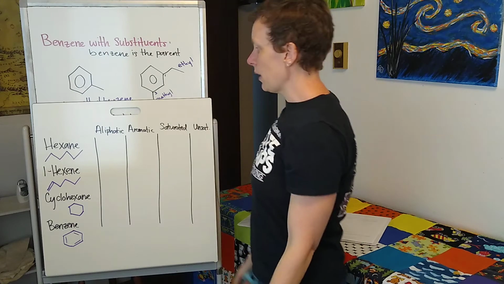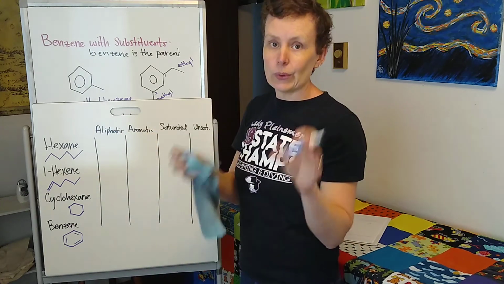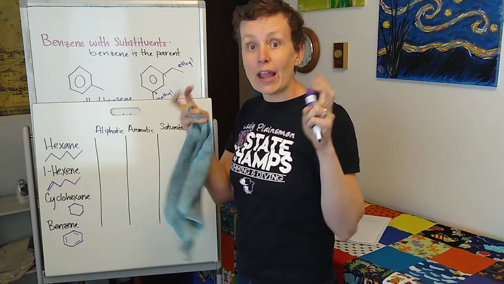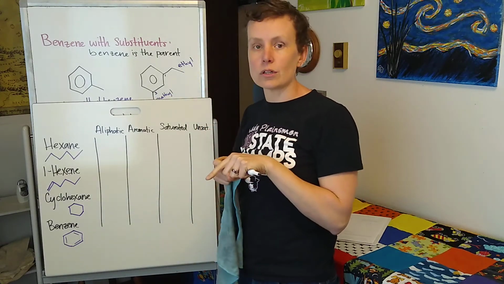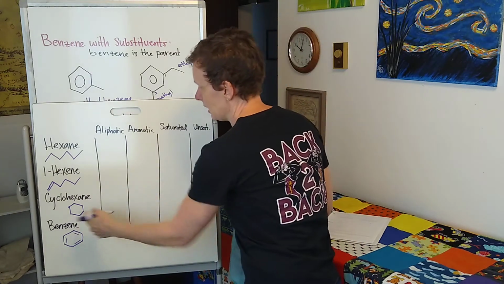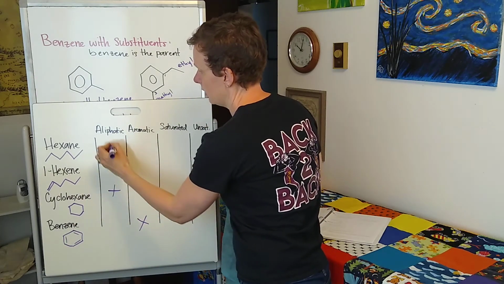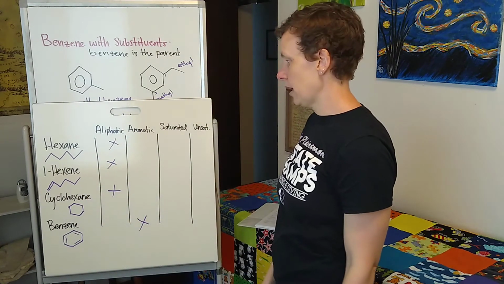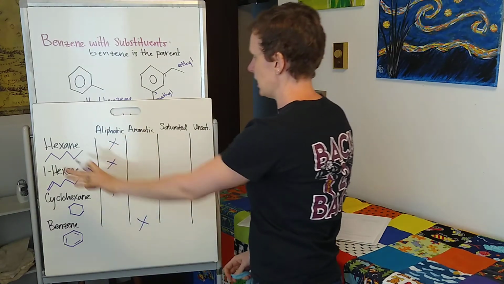Okay, aliphatic, aromatic. Remember, aromatic has a benzene or a structure very similar to benzene. So it has to have alternating single and double bonds in order to fit that qualification and in a ring. Okay. So benzene is aromatic. The other 3 are all aliphatic. Okay. All right. That's those 2 columns done.